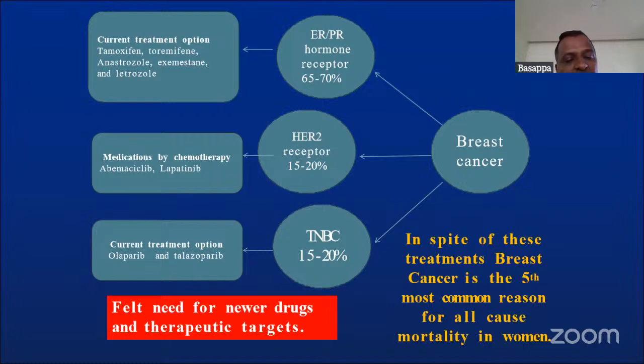In this case, breast cancer is classified into ER, PR hormone receptor, and HER2 receptor types, with the respective percentages summarized here from the literature. The current treatment options have also been listed. You can see that in spite of these treatments, breast cancer is the fifth most common reason for all cause mortality in women.